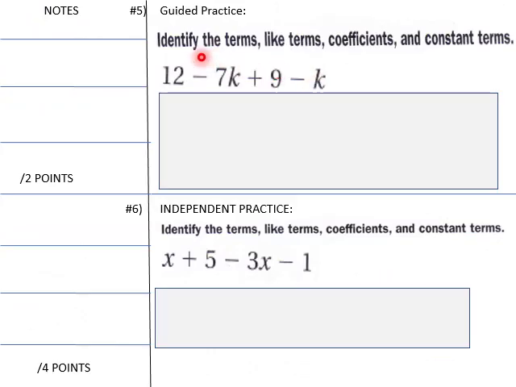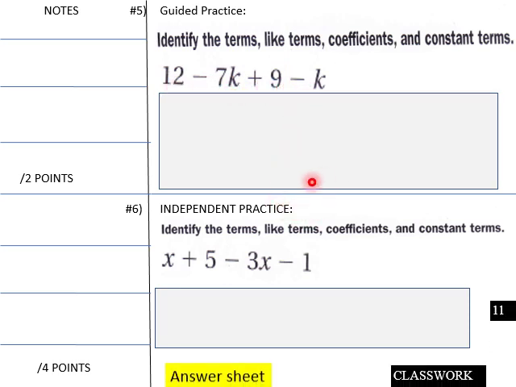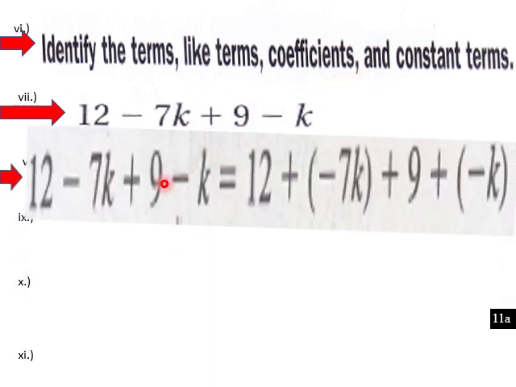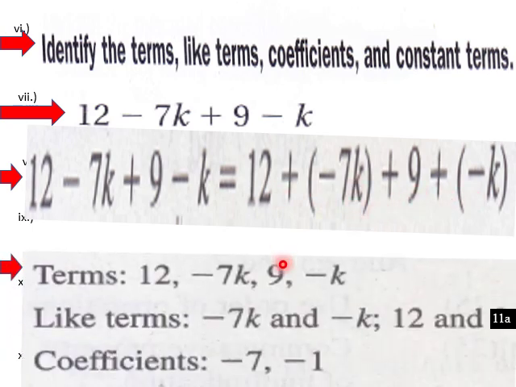Okay, let's try guided practice here. Identify terms, like terms, coefficients, and constant terms. So we have 12 minus 7k plus 9 minus k. So what are we going to do with this? Okay, so identify terms, like terms, coefficients, and constant terms. So in this expression here, we're going to put our negatives inside parentheses here. We have negative 7k and then negative k. And then we have 12 and 9 outside parentheses there.